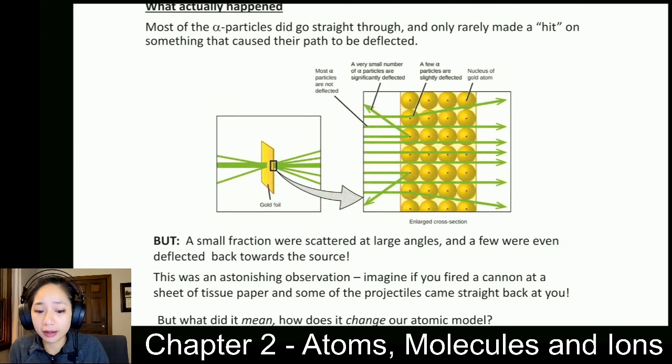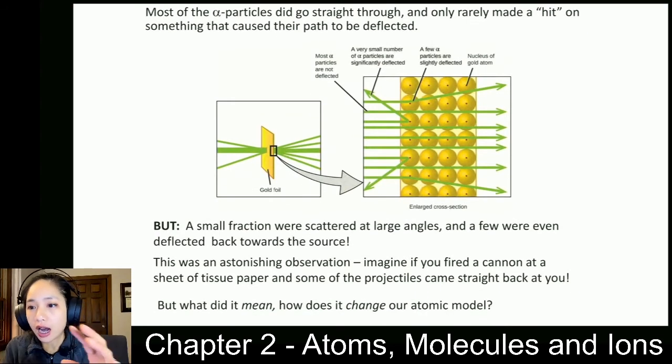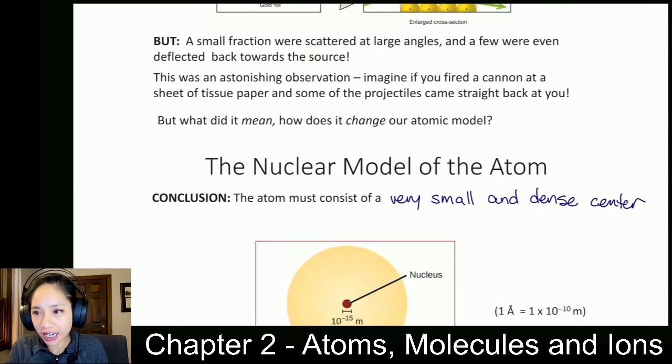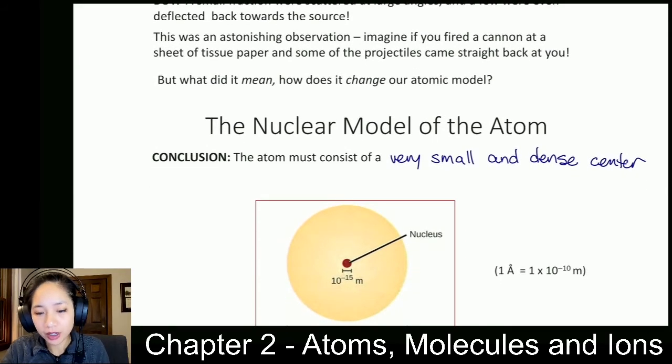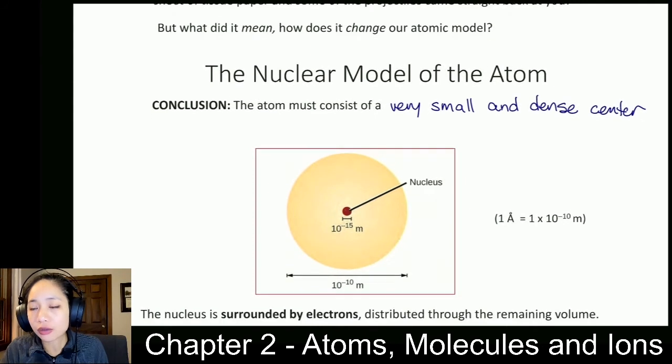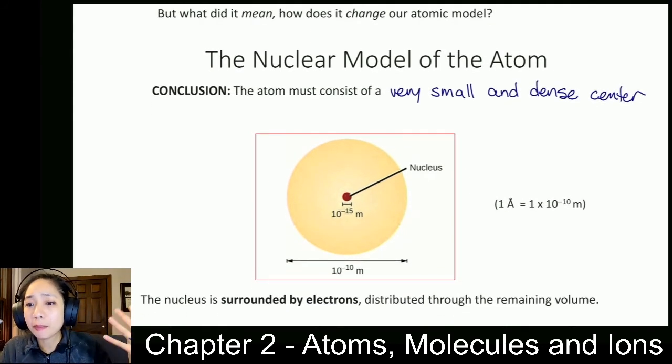So that's crazy. And so what they concluded is that in the center of the atom there has to be something that is very small and very dense. Small because only a few of those alpha particles were deflected straight back. So that's why we said it was small. We know that it's very, very dense because it has to be dense enough to actually deflect an alpha particle backwards. So now we have to think, how does that change our atomic model? How does that change the plum pudding, the chocolate chip cookie model? And so this brings us to a more modern day approach to the atomic structure of an atom. Not quite, but closer.